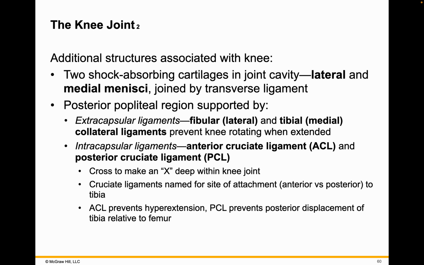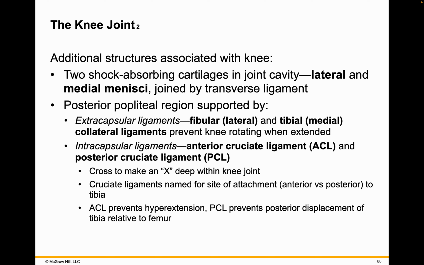There are additional structures associated with the knee. We have lateral and medial menisci joined by the transverse ligament that act as shock-absorbing cartilage. The posterior popliteal region is supported by the extracapsular ligaments and the intracapsular ligaments, which include the ACL that you may have heard being torn. The anterior cruciate ligament is an intracapsular ligament, as well as the PCL, posterior cruciate ligament.